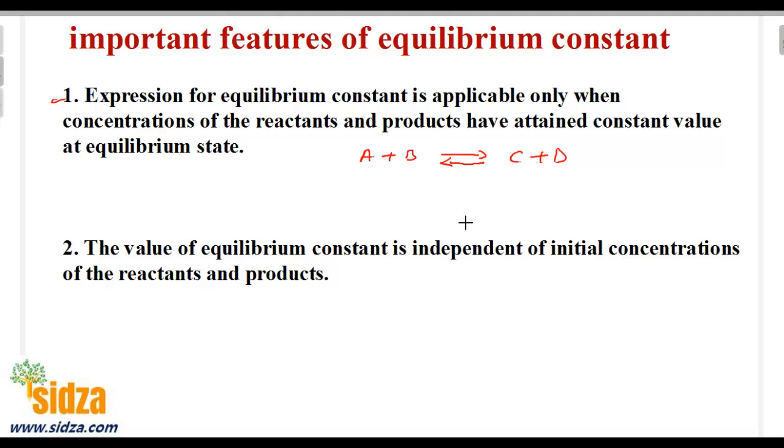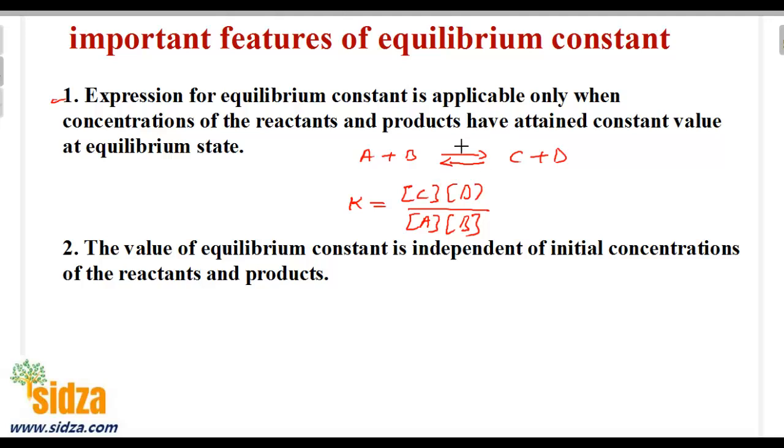This equilibrium constant, which we normally write like this, is actually the concentration of the products C and D divided by the concentration of the reactants A and B. This is how we write down the equilibrium constant. It's the ratio of the concentration of the products by the reactants, right? And we apply it only when you have attained a state of equilibrium, correct?